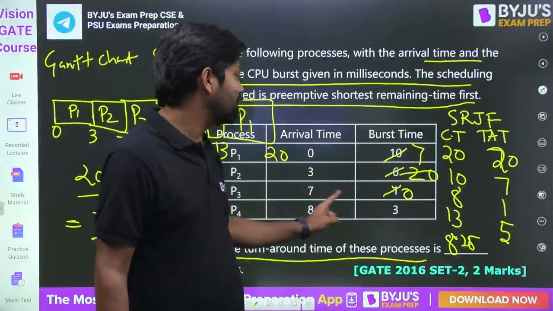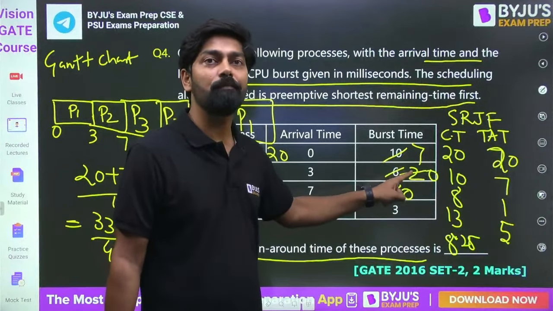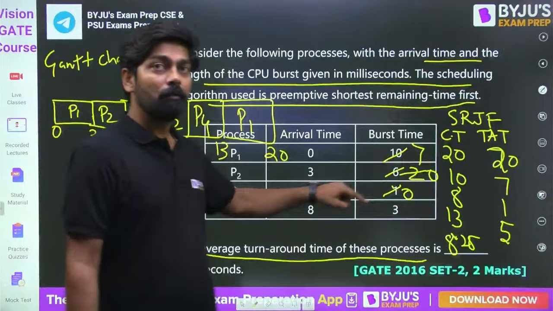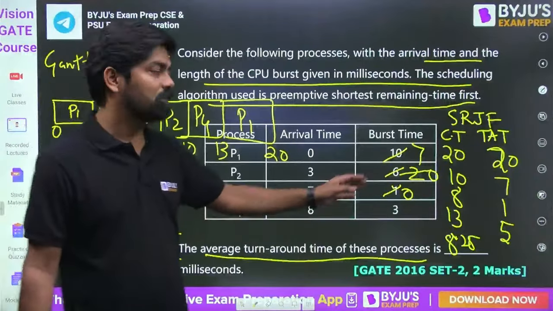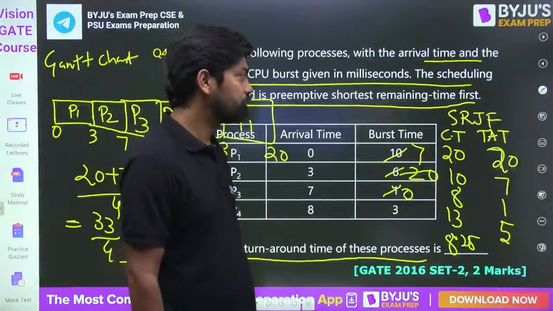After that, see here at 7, P2 is remaining 2 and P3 is 1. So that's why P2 will get preempted and P3 will be scheduled to the CPU. Fine. Now see here, now we reach all the arrival time. The process having lower burst time will be scheduled to the CPU first. It is a very easy question. Okay.